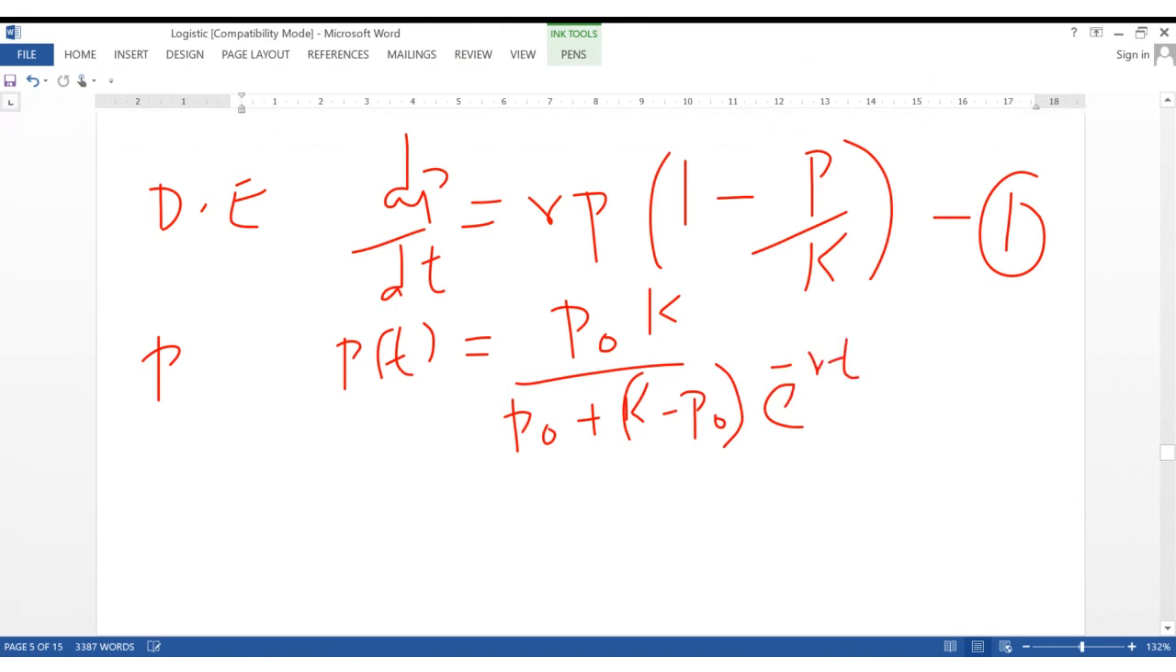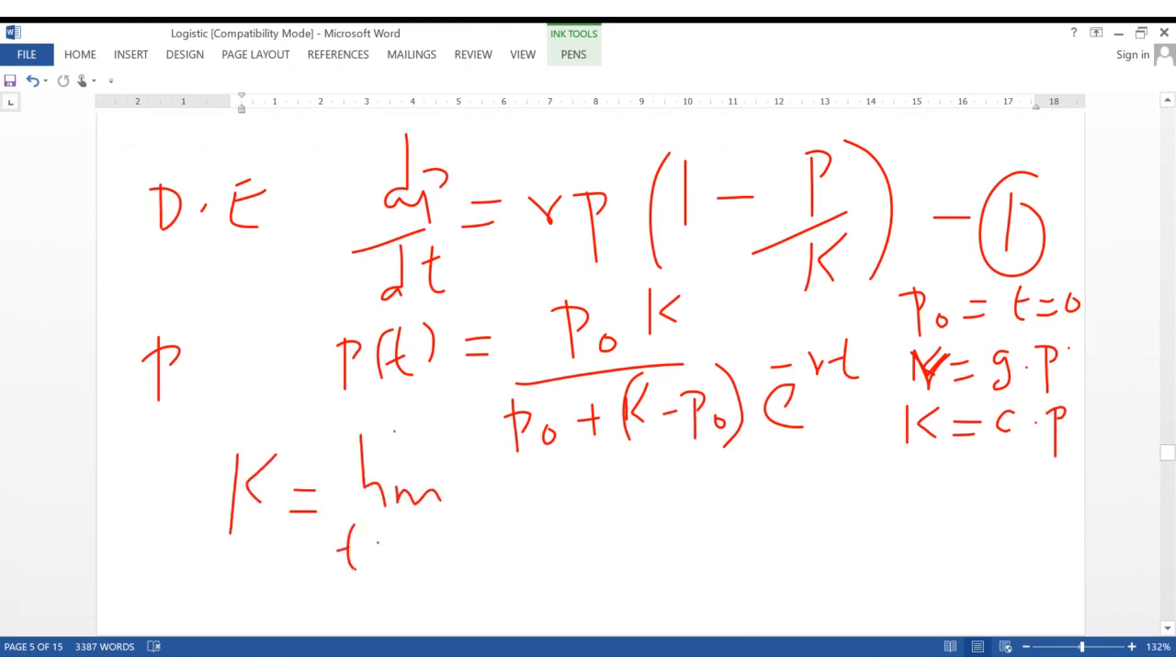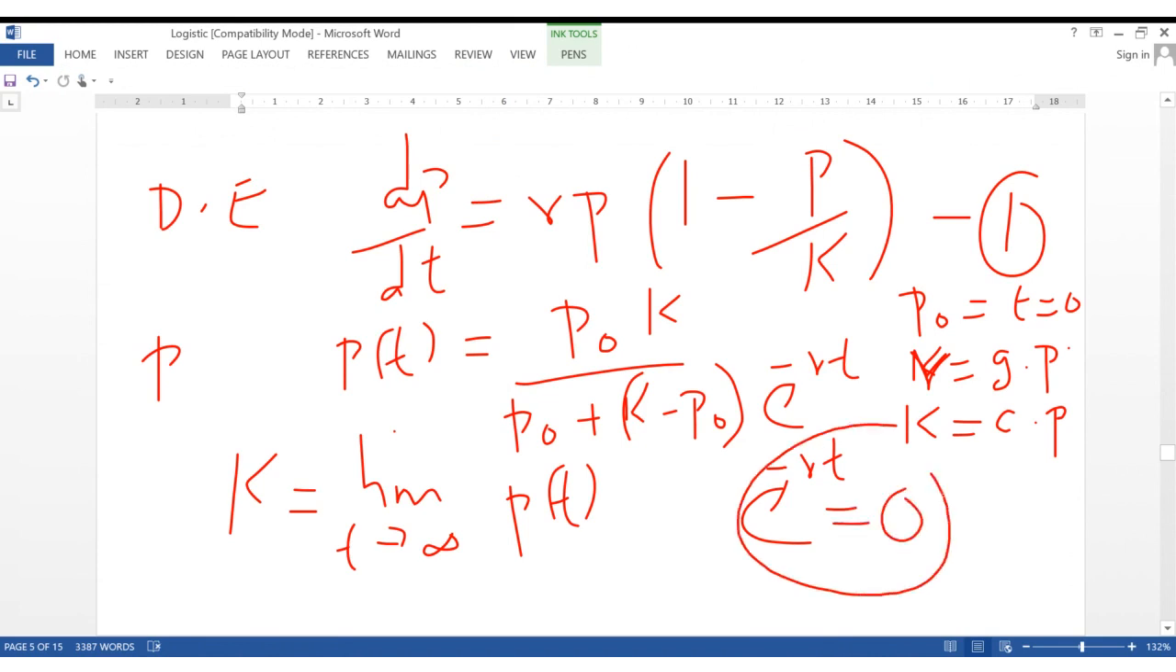Now, our P naught is the population at t equals 0. Our R is the growth parameter, and our K is the carrying capacity. The final thing: for us to get K, we take the limit as t goes to infinity of P(t), and the only thing that will be affected is the exponential. Exponential negative Rt is the one that will always go to zero. So those are the three things you must remember. Only three things. So for K, you take the limit as t goes to infinity of P(t), and the only function that will be affected is the exponential.